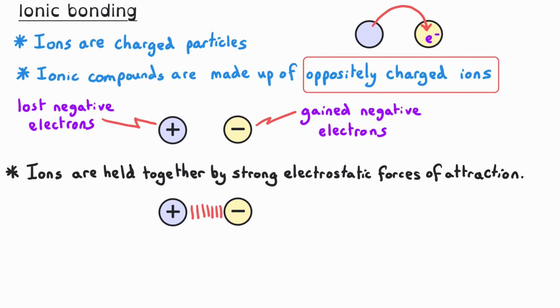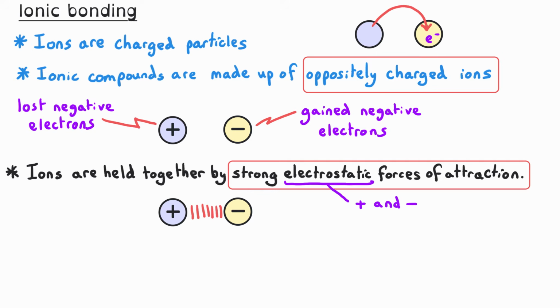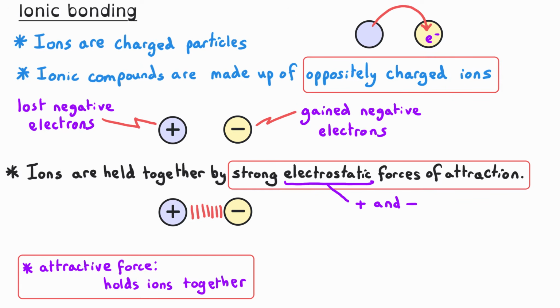The ions in an ionic compound are held together by strong electrostatic forces of attraction, which is a very complicated sounding phrase, and it's a very important phrase. So let's unpick it. The word electrostatic means that we are referring to positively and negatively charged particles. In this case, we are talking about the ions that are positively and negatively charged. It's an attractive force, and so that means it is holding those ions together. And I'm showing that here with red lines to show that attractive force. You wouldn't need to draw that in an exam.